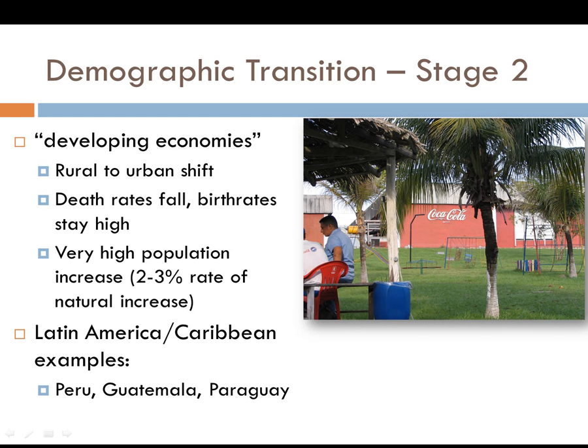Because of this lag in reducing birth rates, high birth rates increase populations very rapidly, often at rates exceeding 2 to 3% of natural increase. Public health improvements and enhanced food security also mean that people survive the first 10 years of life at a much higher rate, and this means stage 2 nations are much more youthful as more children make it to young adulthood. And like I said, Peru, Guatemala, and Paraguay all share these characteristics. Suriname and Guyana are pretty much in the stage 2 category, strictly speaking.